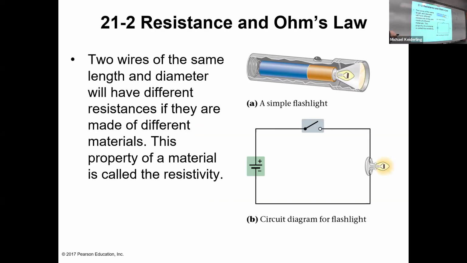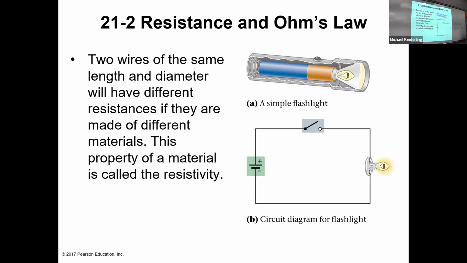Now, if you have 2 wires of the same length and diameter, they'll have different resistances if they're made of different materials. Different materials conduct electricity at different rates. This is a property of the material. It's called the resistivity. One over it is the property called the conductance.